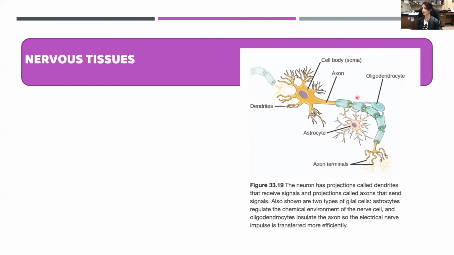Astrocytes regulate the chemical environment around the nerve cell, and the oligodendrocytes insulate the axon, so the electrical nerve impulse is transferred more efficiently as it moves through the axon here.